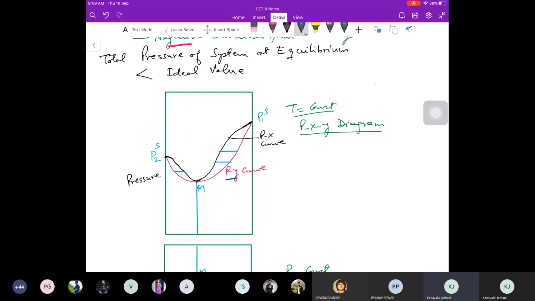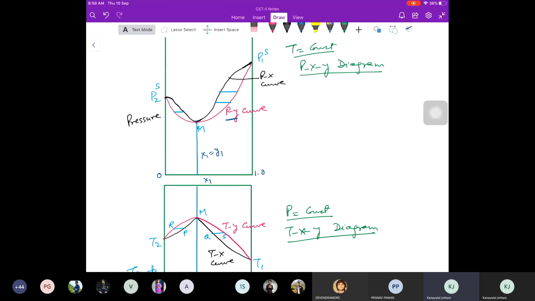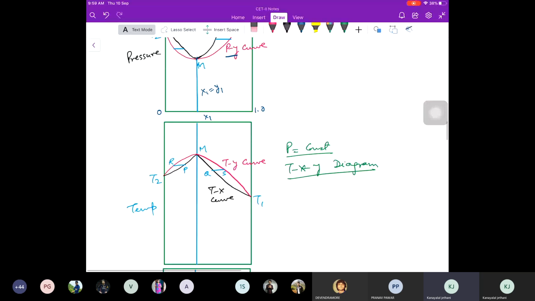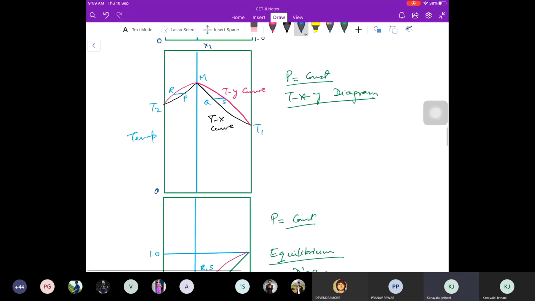So at this point x1 equals y1, and this axis is 0 to 1, and this is x1, right? Exactly similar, the only thing is the shape of the curve is different. That one was convex, this is concave, and it merges here. And in the TXY diagram we draw, again similar to that one, at this point these two curves will merge, the temperature will be the same for the liquid and vapor, and what we'll get is x1 equals y1.